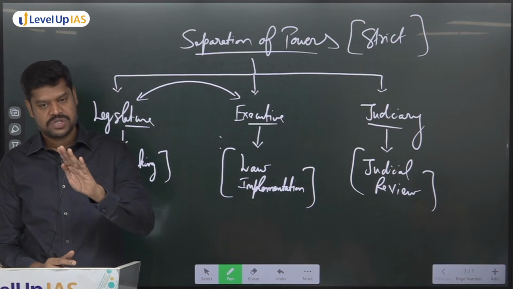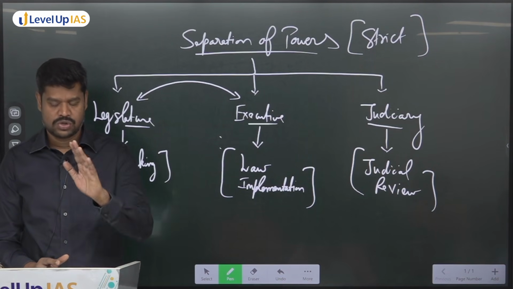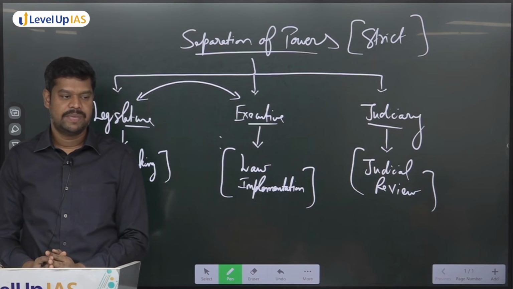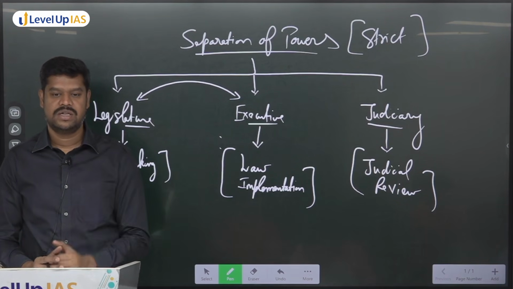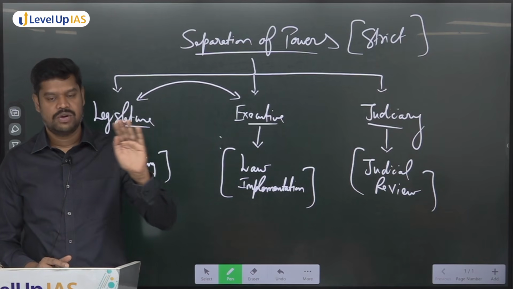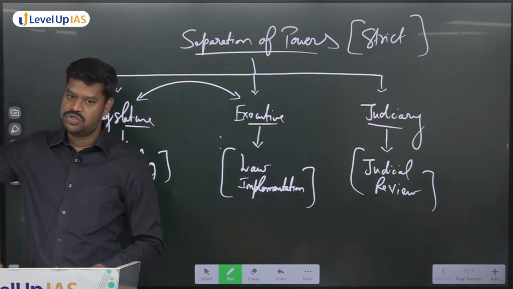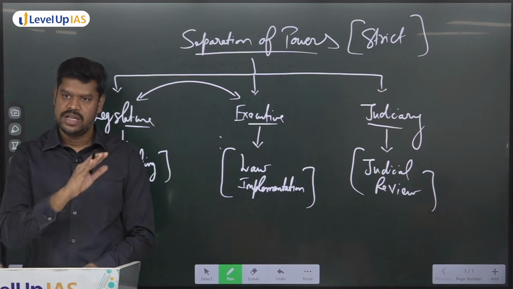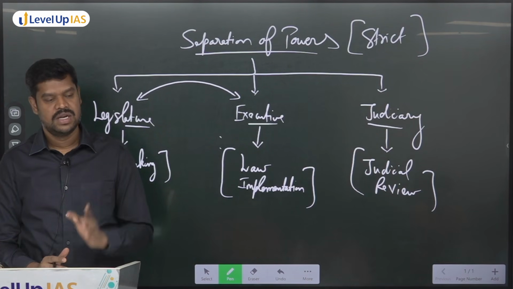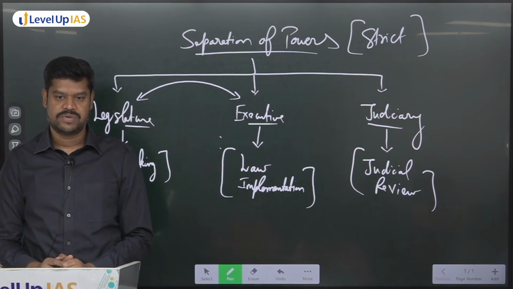However, in certain countries which are also democracies, there is strict separation of powers. That means there is no overlap between the legislature and the executive. For example, in the United States of America, the executive is different, the legislature is different, the judiciary is separate. So there is a strict separation of powers. They also follow the principle of separation of powers, but they have a strict separation of powers.